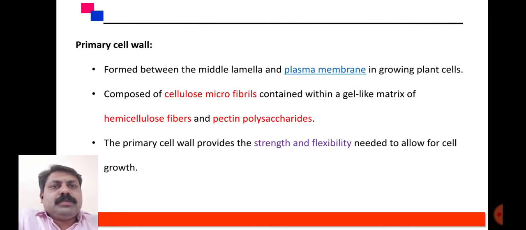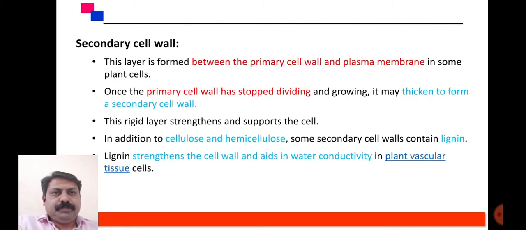The primary wall is next formed between the middle lamella and the plasma membrane. So on the inner side there is the plasma membrane, on the outer side there is the middle lamella, and in between these is the primary wall. This primary wall is composed again of cellulose, cellulosic microfibrils, hemicellulose fibers, and pectin. So the composition of the primary wall is cellulose, hemicellulose, and pectin, which provides strength and flexibility to the cell.